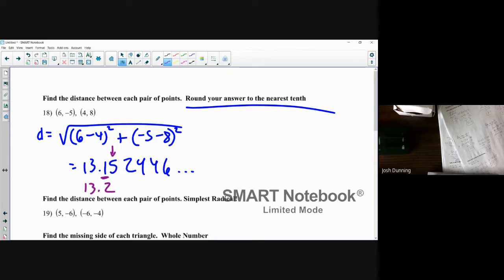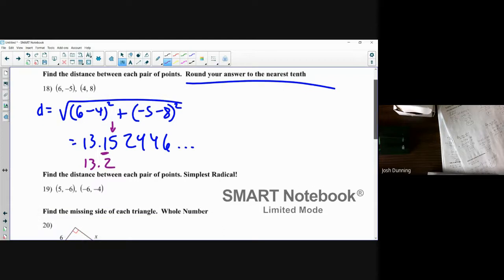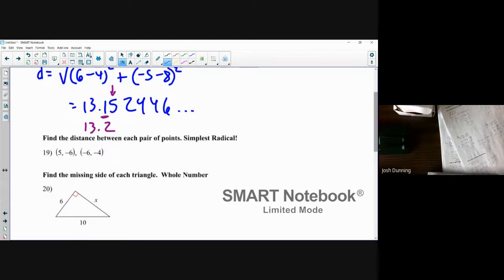Now the first one didn't say anything, so you expect a whole number. Second one said round to the nearest tenth. So we type it in now, 19. 19 says simplest radical form. So we fill in the formula like normal. 5 minus -6 is 5 plus 6. And then -6 minus -4 is -6 plus 4.